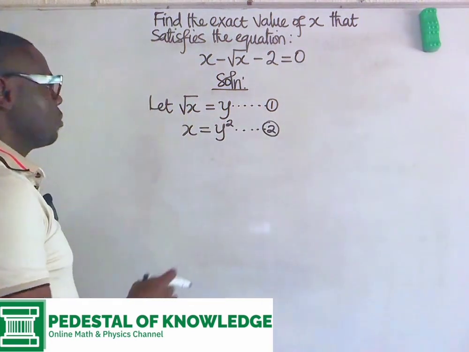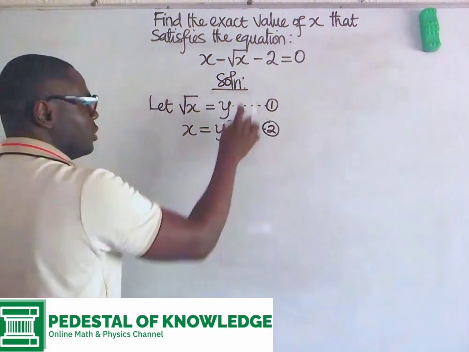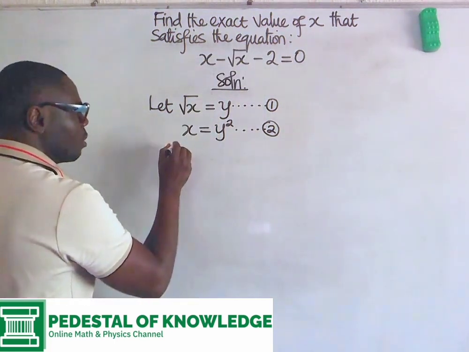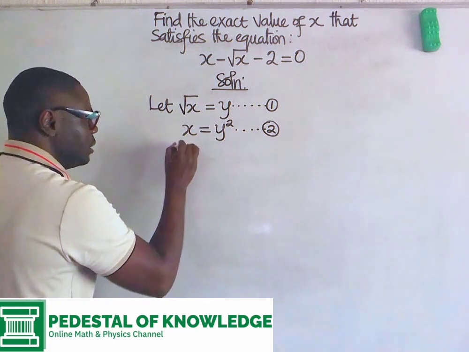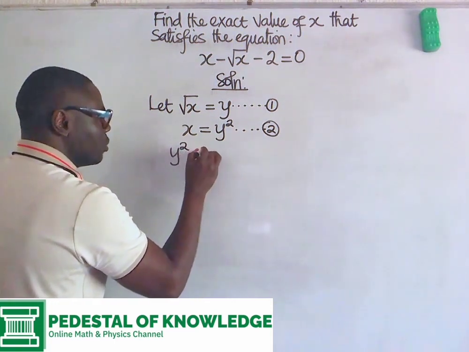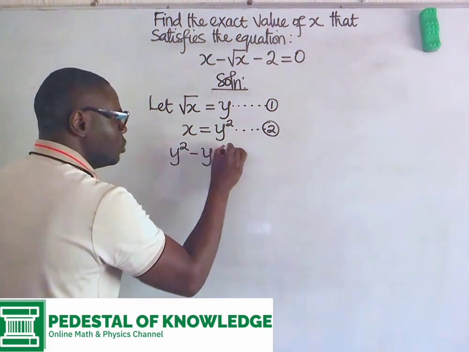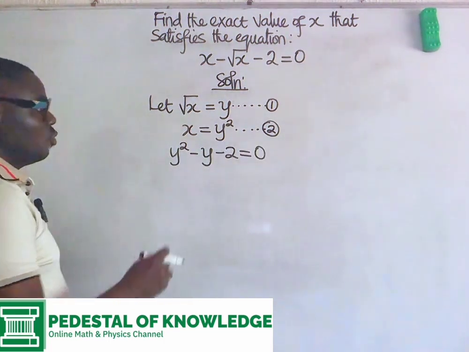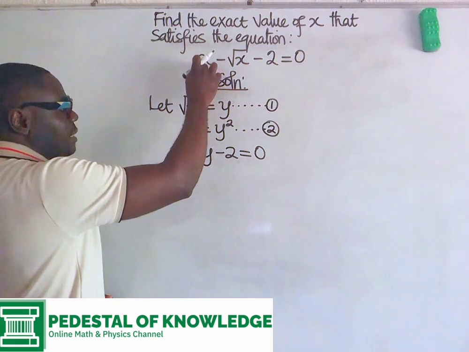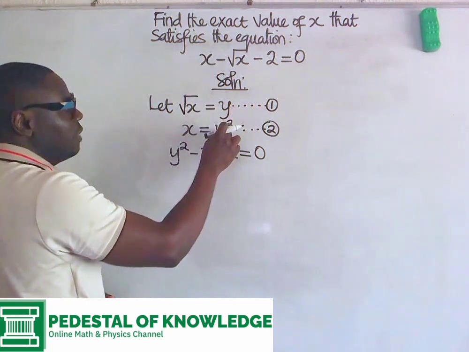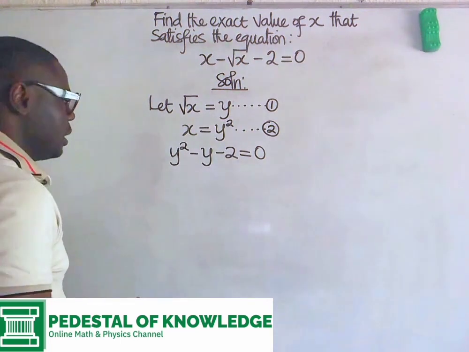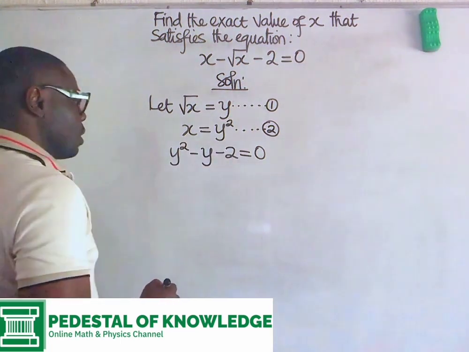Okay, now when we substitute equations 1 and 2 into this equation, we are going to have y squared minus y minus 2 is equal to 0. Remember, we replaced x with y squared and replaced root x with y. That's why we have this. Okay, now this is a quadratic equation.